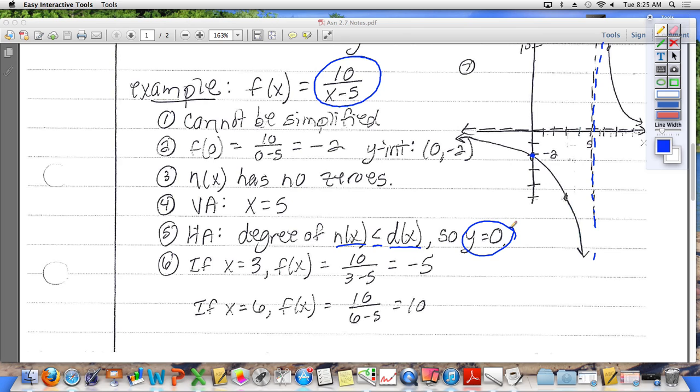Go back to your original function. What is the degree of the numerator? The numerator is 10. What is the degree of that? The degree is 0. Very good. What about the degree of the denominator? 1. So the degree of the numerator is 0. The degree of the denominator is 1. Therefore, 0 is smaller than 1. So you have a horizontal asymptote at y equals 0.